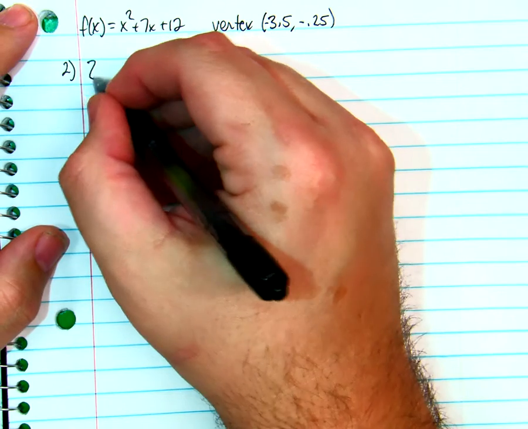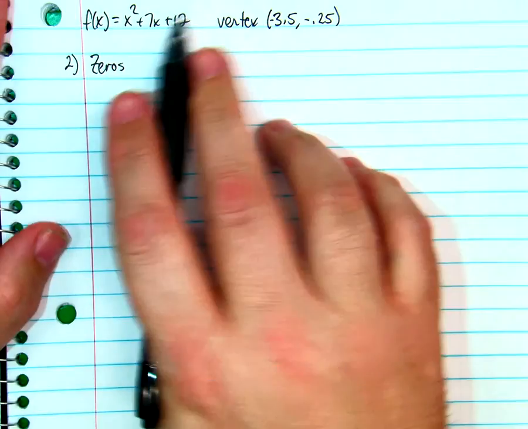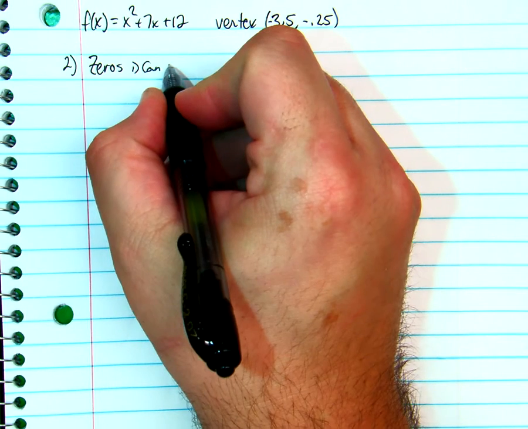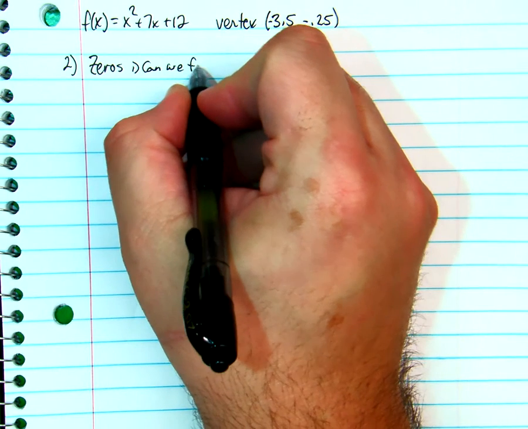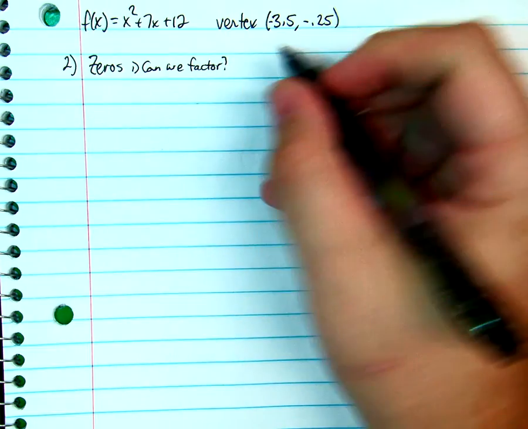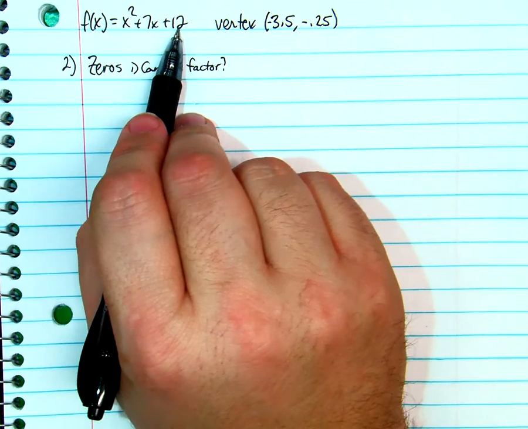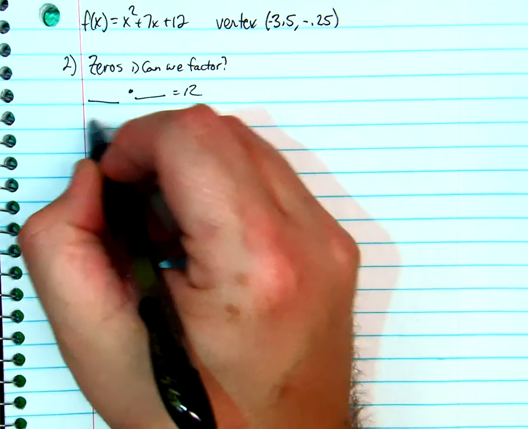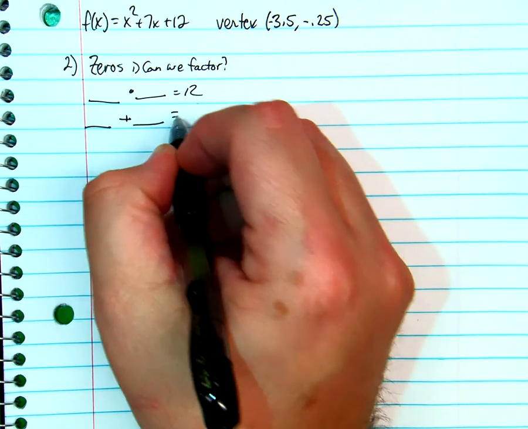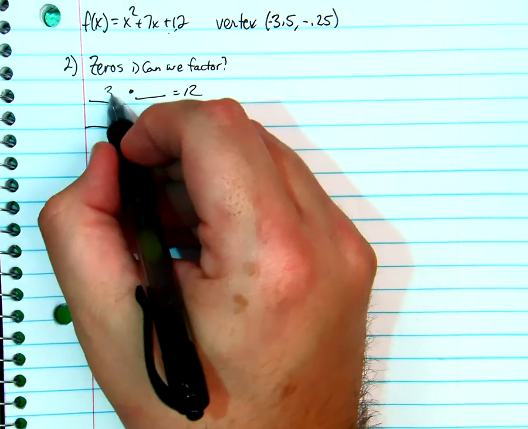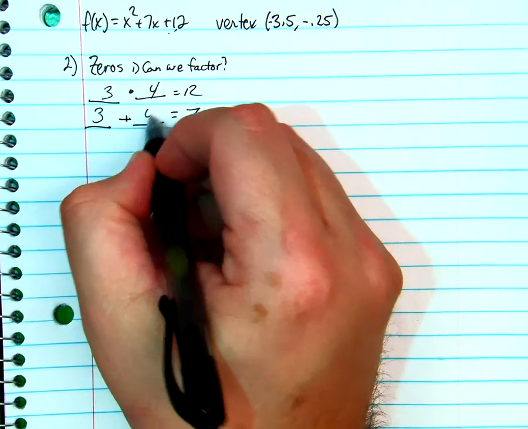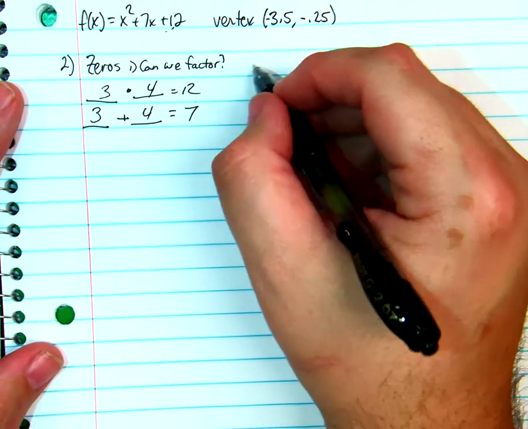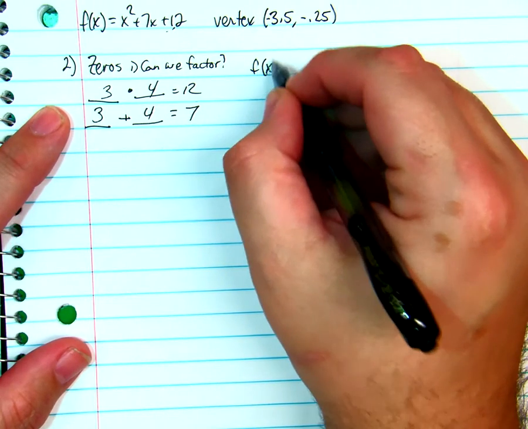Now, the first thing you always want to check, can we factor? Two numbers that multiply to 12, then you add those two numbers together and you get 7. Yeah, 3 and 4. So I can take f of x and say this is really equal to x plus 3 times x plus 4.